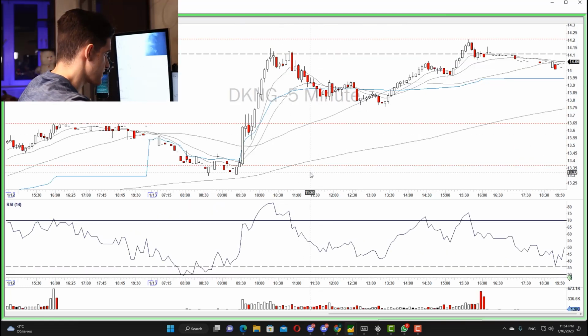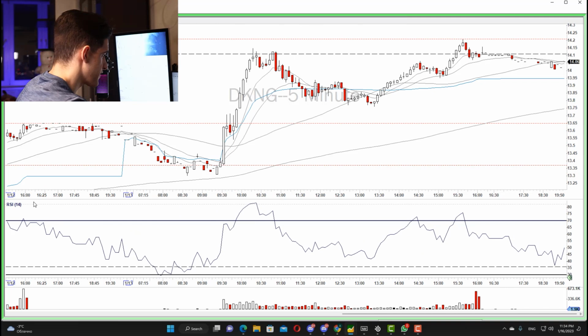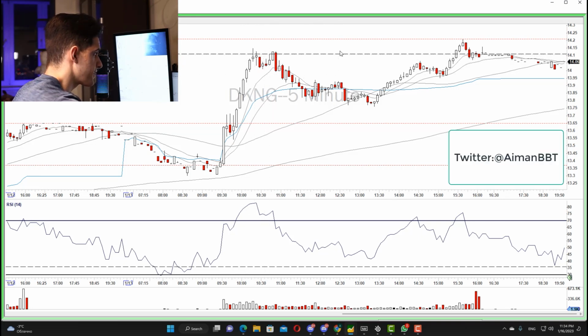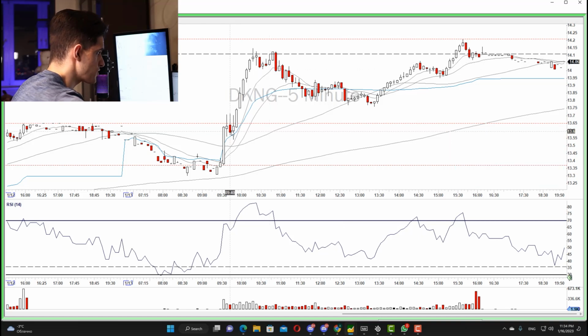Another way to use the RSI is for reversals. And to play reversals, I use the RSI 14. One of the plays that I played on Friday, and you can check it on my Twitter channel, my Twitter channel is @AymanBBT, was on DKNG. I played the reversal on DKNG. Why is that? That was a parabolic reversal.